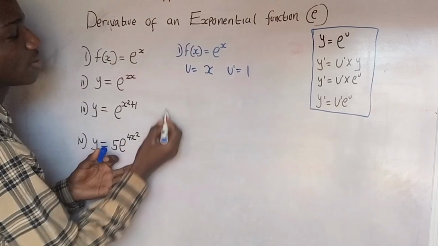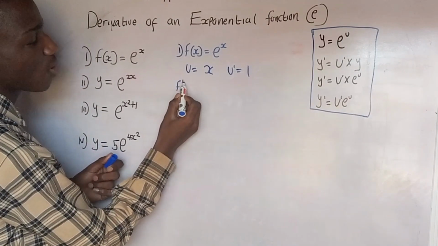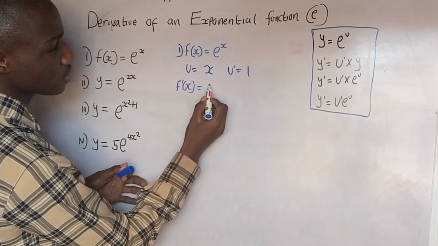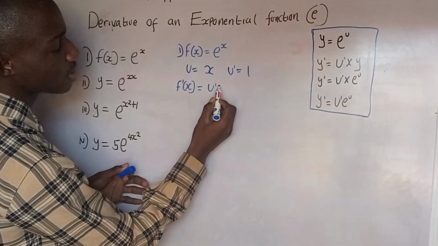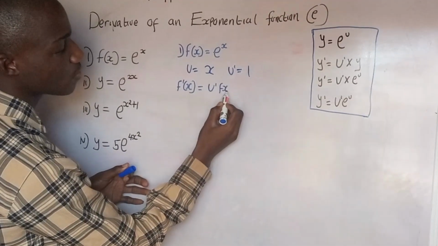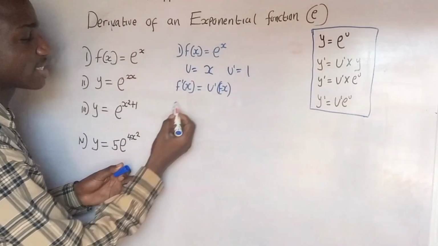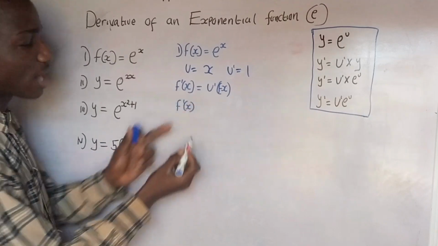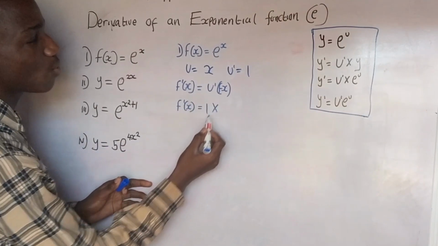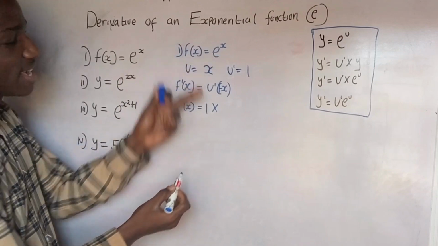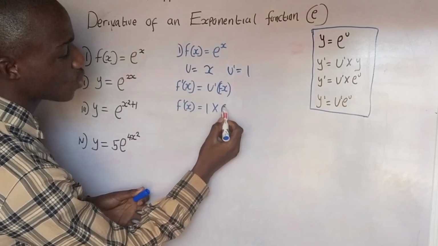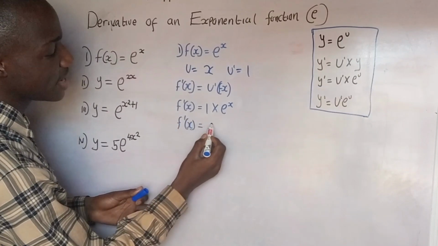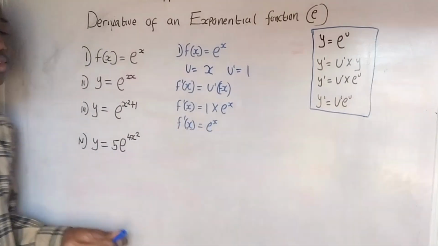Don't forget the formula. The formula goes thus: the first derivative of f(x) is equal to u' multiplied by the function itself, which is f(x). So in that case, the first derivative of f(x) is equal to the derivative of u, which is 1, multiplied by, what is the function? The function is e^x. f(x) is e^x. So the first derivative of f(x) is equal to e^x. So now let us proceed to the next question.